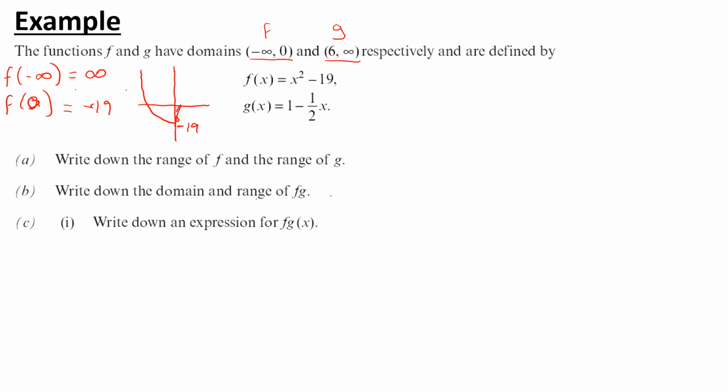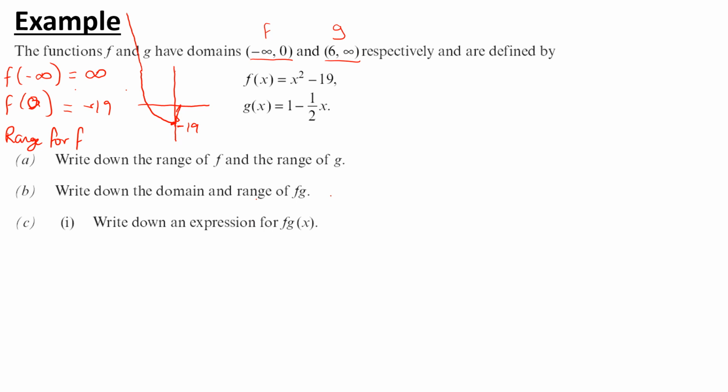Now looking at the graph that I've drawn, to work out the range I need to look at the y-axis and think, right, what's the lowest value it reaches and what's the highest value it reaches? Well, the lowest point on this graph is obviously at minus 19. And then because this curve would continue going up and up and up, on the y-axis it would in fact go to infinity. So my range for function f is from minus 19 up to infinity.